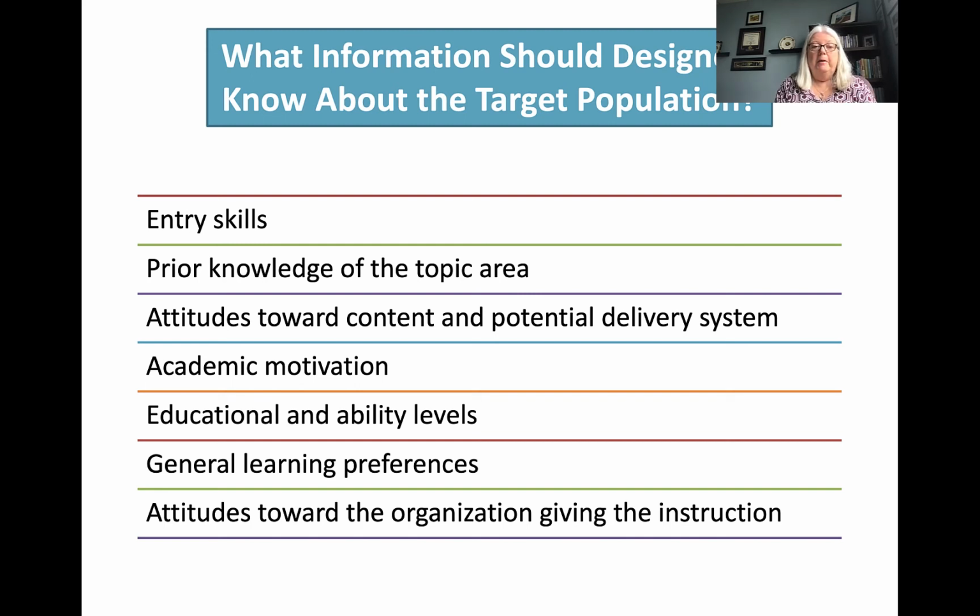We'd want to know about their attitudes toward the content and potential delivery system. They may have impressions or attitudes about the topic to be taught and how it's going to be delivered. This can affect how they learn and their motivation. Okay, and then academic motivation. We need to know how motivated these learners are to learn what we're trying to teach them. It's very difficult to teach somebody who is not motivated to learn.